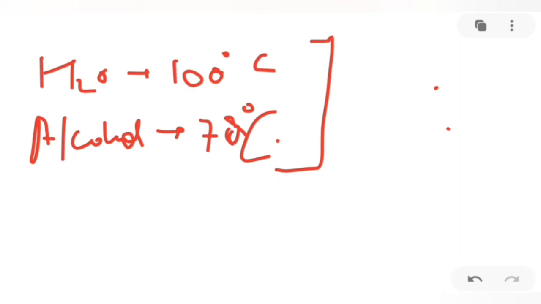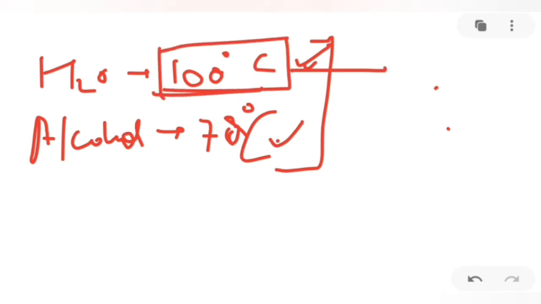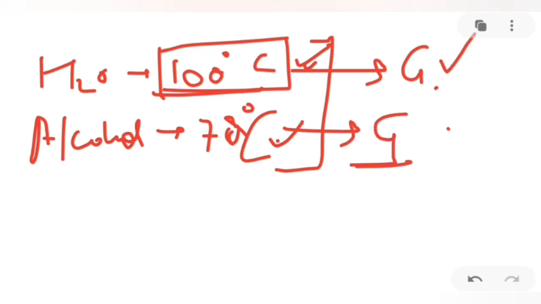The higher the boiling point, the more closely packed the particles are. Suppose in water you are giving heat energy at 100 degrees Celsius, and in alcohol you are giving heat energy at 78 degrees Celsius. So in water more heat energy is being given to change into the gaseous state than in alcohol. So it means the particles of water are more closely packed as compared to those of alcohol.